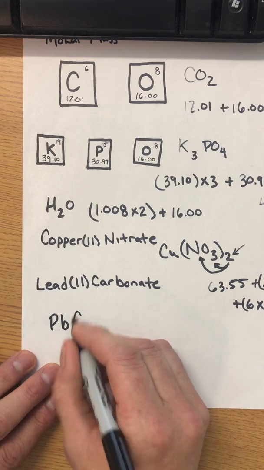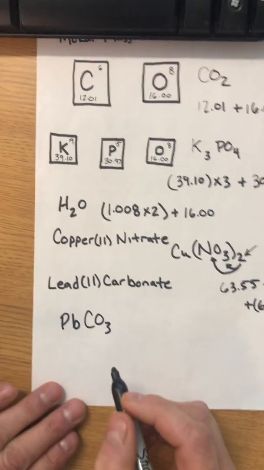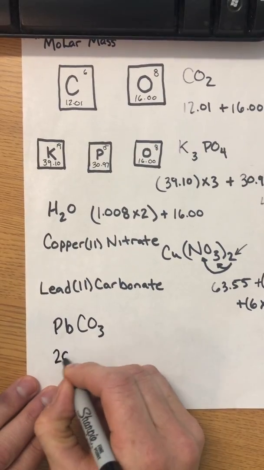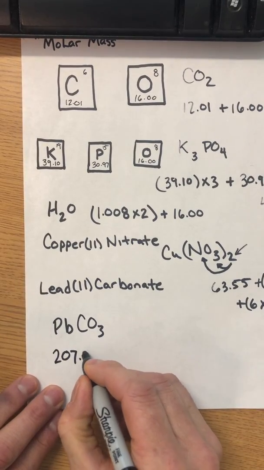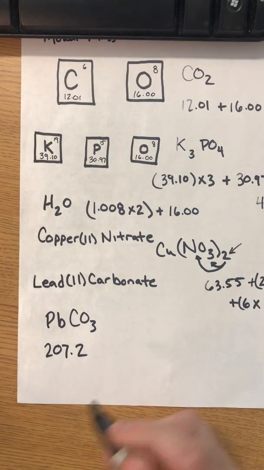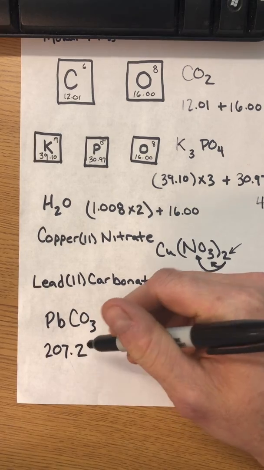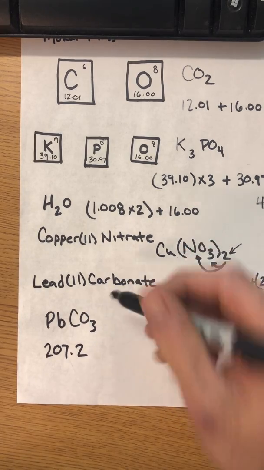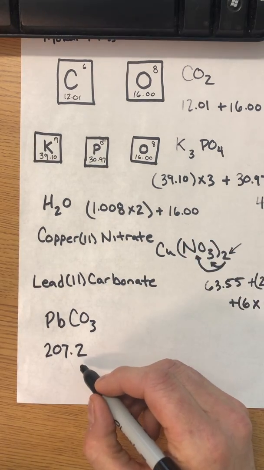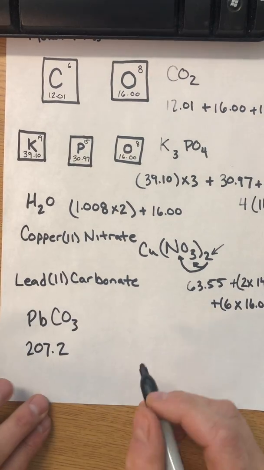Pb with +2, carbonate's 2-, PbCO3. Okay, so lead has its own molar mass of 207.2, okay? And so you'll see here that some of the masses from the periodic table have just 1 decimal place. That means that your final answer is going to be limited to the lowest number of decimal places, which in this case is going to be just 1. We'll go through this one.